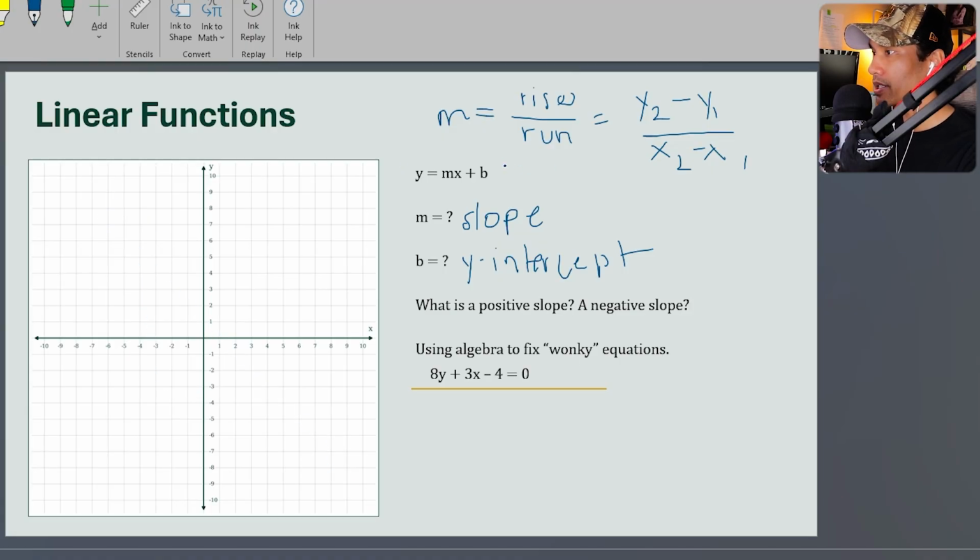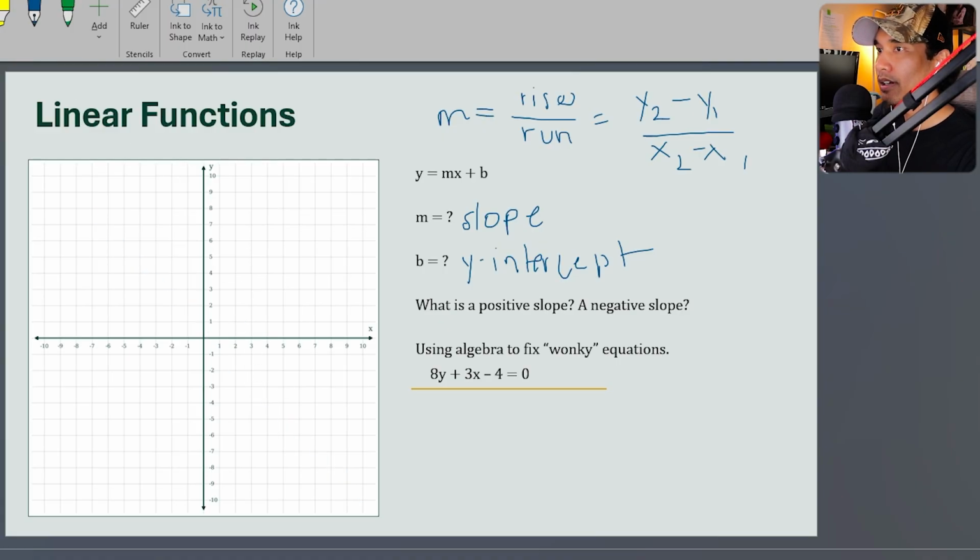From this slide, I just want you to grasp that m equals the slope, b equals the y-intercept, where the line crosses y, the vertical line. And I want you to know what a positive slope is. A positive slope rises left to right like this, okay? And then a negative slope goes like this.